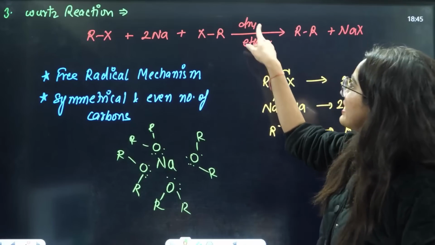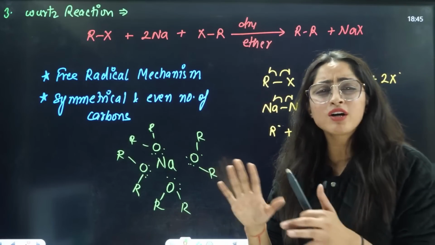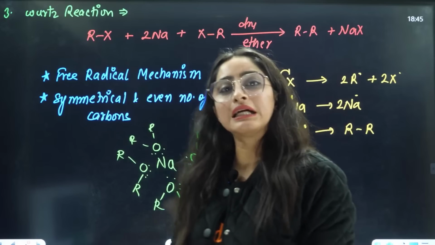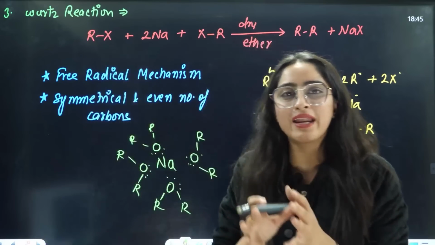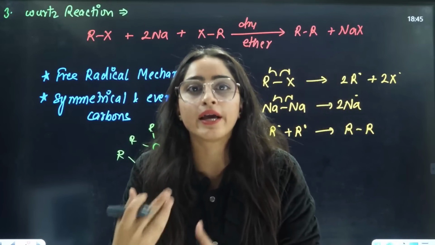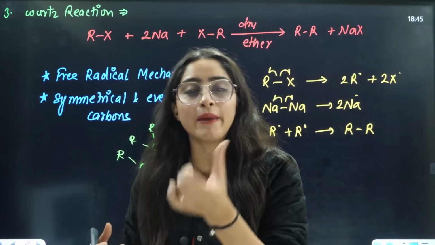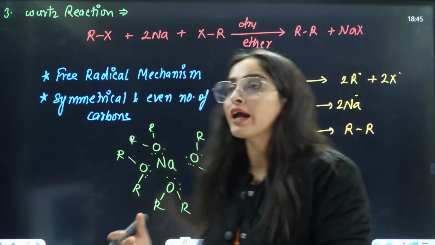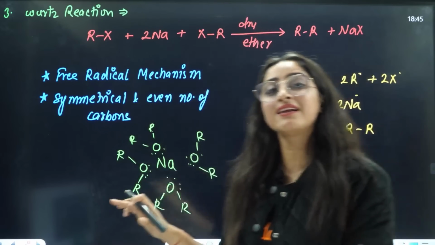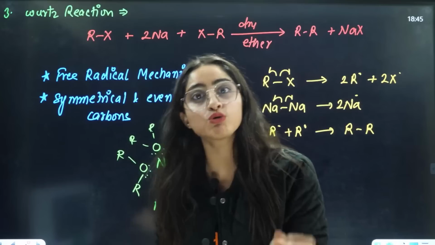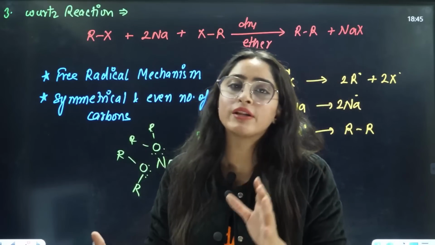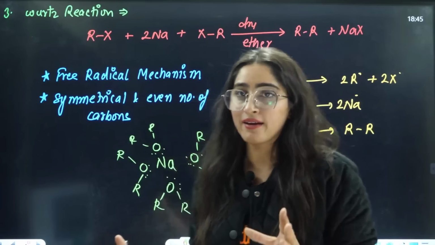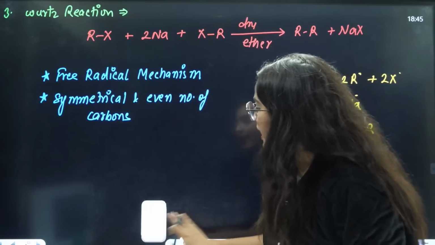Second thing is, why is dry ether used? Why not simple ether? Because sodium is very reactive with moisture and air. That's why we keep sodium in kerosene oil. So that's why we use dry ether. Even in Grignard reagent reactions, we use dry ether because Grignard reagent is also very reactive with moisture and air. So that is why this is used.